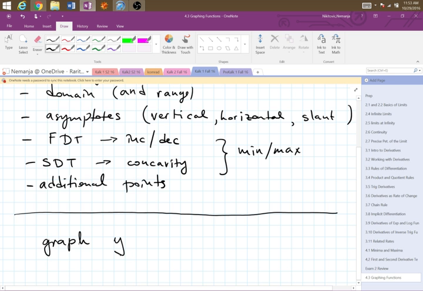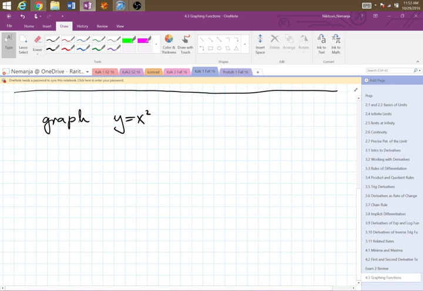Graph y equals x squared, because we know it. But we want to see all the aspects of this function, pretending that we don't know how to graph this. So I will start with the x-intercept, where I set y equal to 0. So 0 equals x squared, from where x is equal to 0, and we started with y equals 0, so (0, 0) would be the x-intercept.